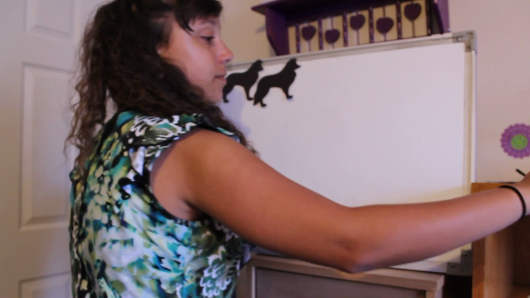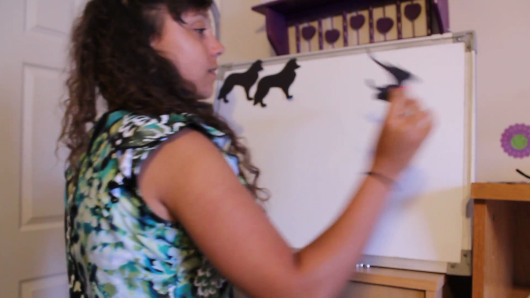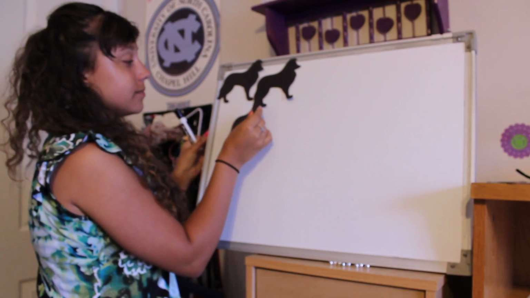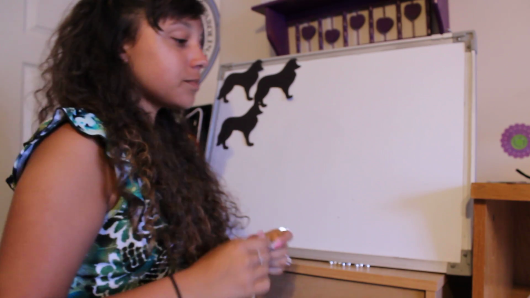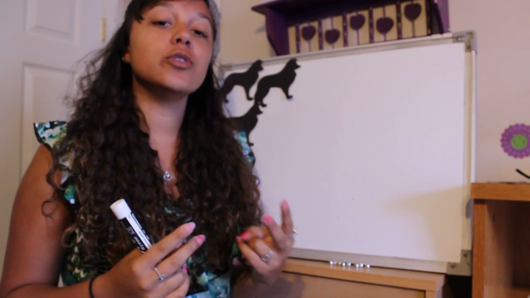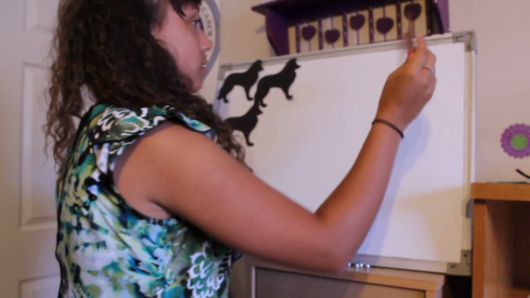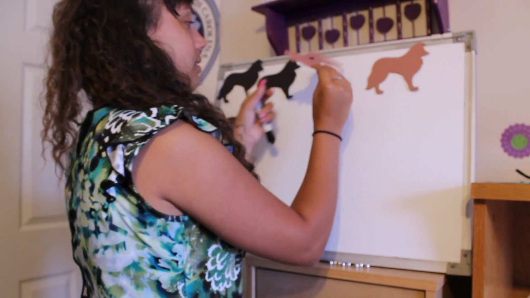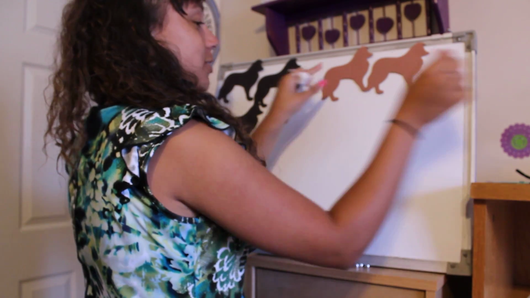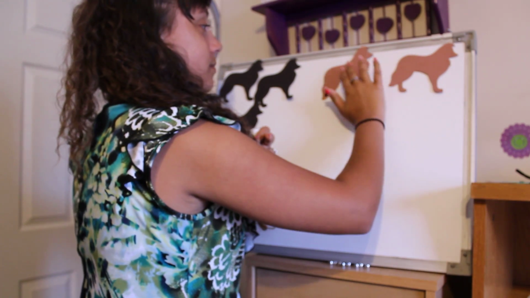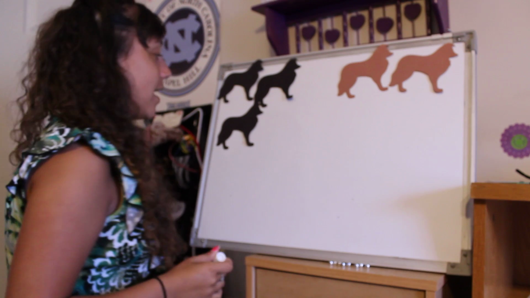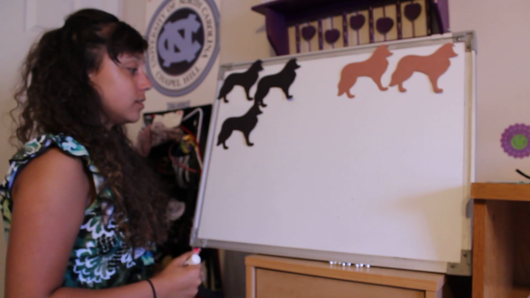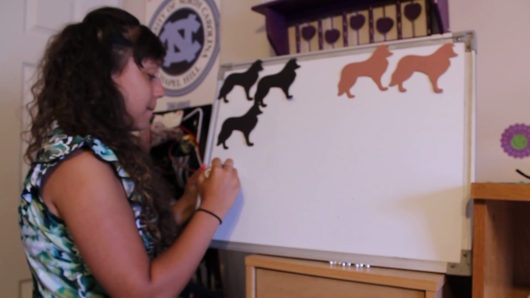1, 2, and 3. Next, I would draw 2 more dogs. 1 and 2. So, we have 3 dogs. So I would write a 3.